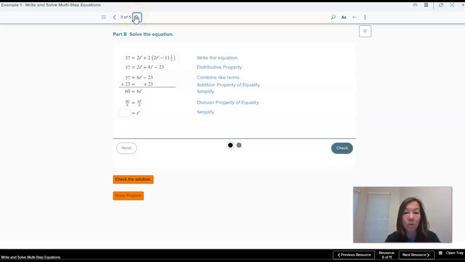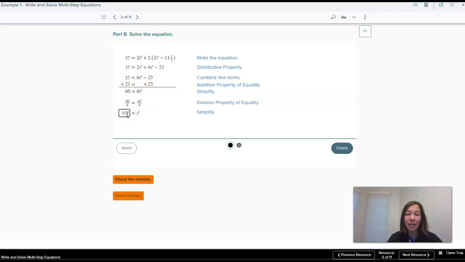So first thing we want to do is get rid of these parentheses using the distributive property. So 2 times 2 is 4, 2 times 11.5 is 23, and then combine like terms. We have 2L plus 4L, so these two can be combined to 6L. And again, you can fill in these blanks on page 152. Add 23 to both sides. These are the steps we've been doing for a while now.